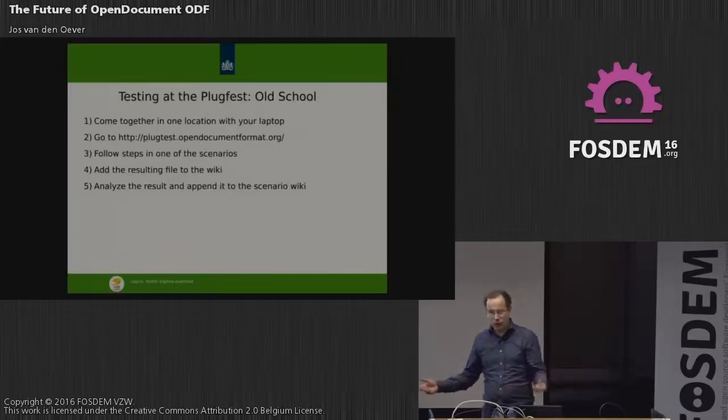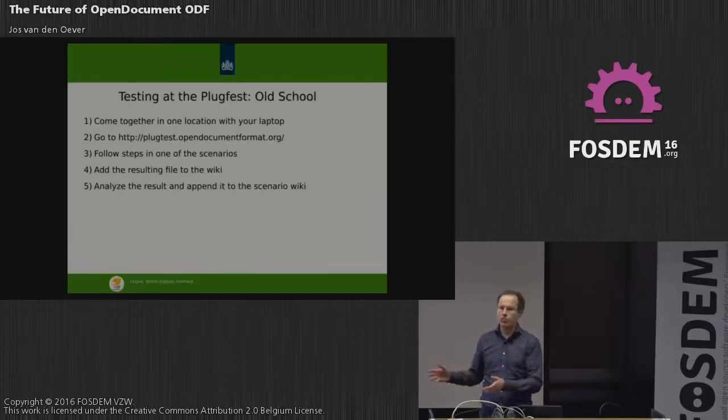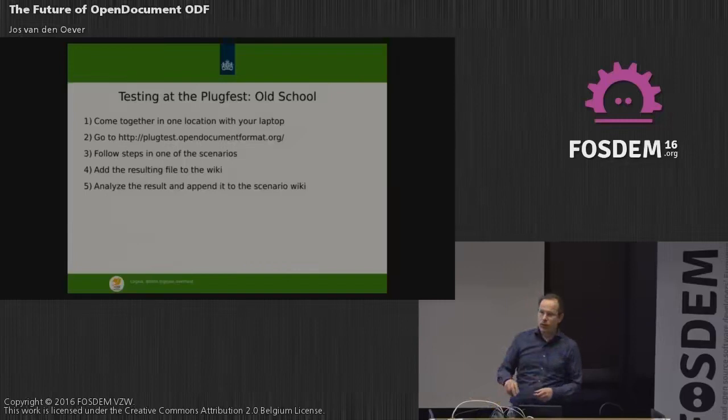So how does it work? How do we go about testing? We come together in one location with our laptops. You go to this website, which is a wiki, and there we have scenarios. For example, we have a scenario for creating a spreadsheet with a graph. You create the spreadsheet with a graph, then you save the file to the wiki, and somebody opens it in a different Office suite. And he looks to see, is this a spreadsheet with a graph? What are the values in the graph? What are the colors? Is it correct? Is it not correct? And then you analyze the results and write them in the wiki.